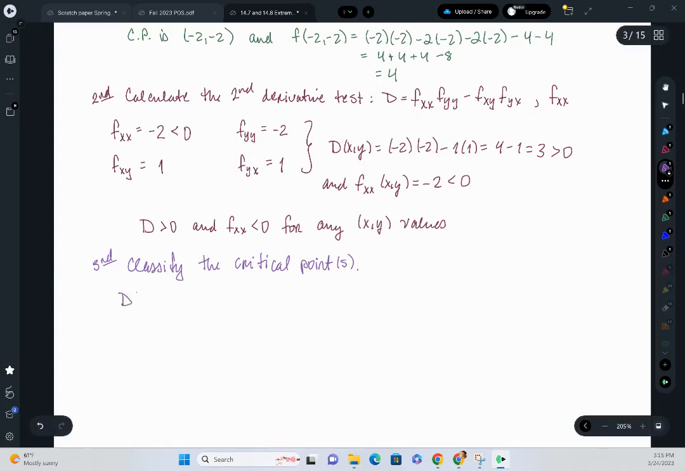So if we look at big D of negative 2, negative 2, it's equal to 3, which is positive, and f sub xx of negative 2, negative 2 is equal to negative 2, which is negative. So f of negative 2, negative 2, which we saw up above was equal to 4, is a local maximum.